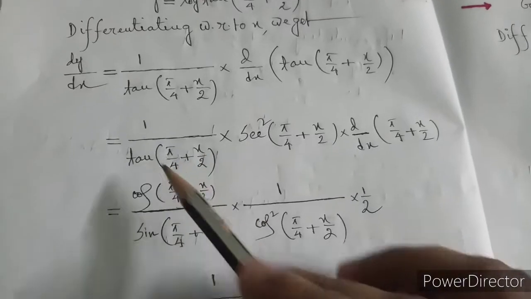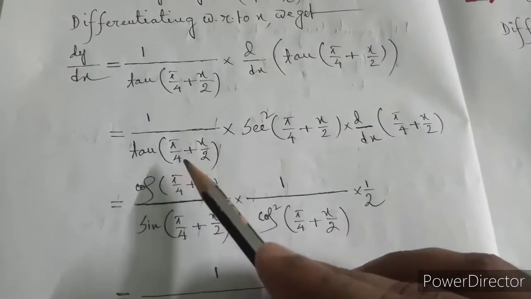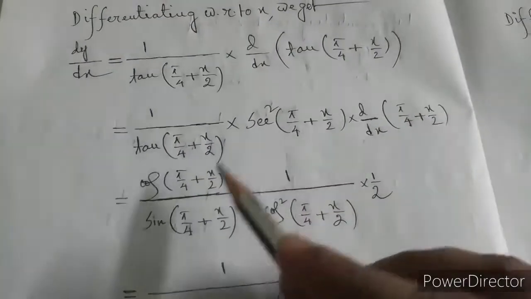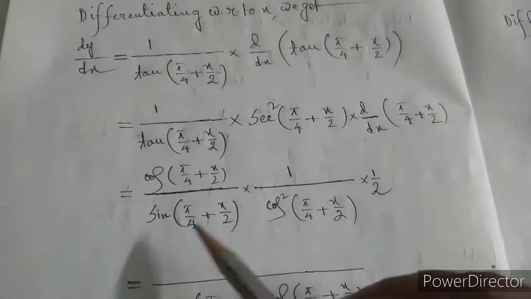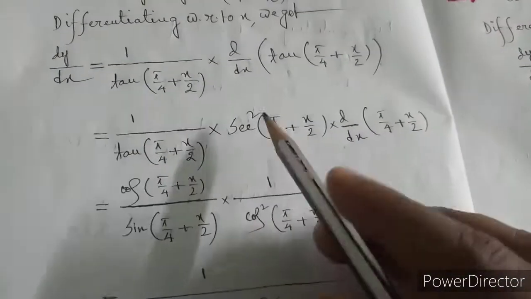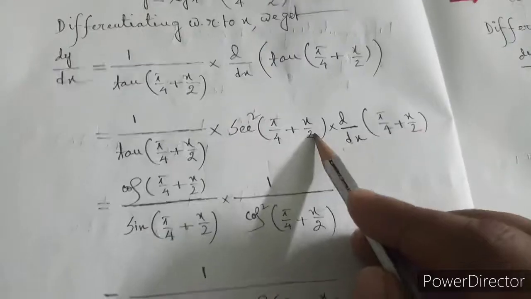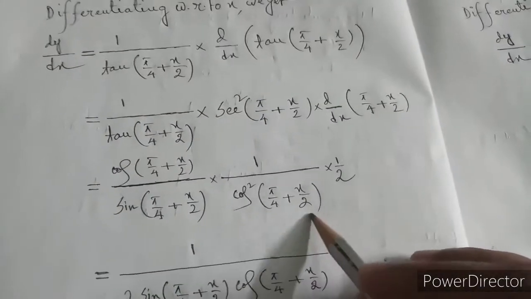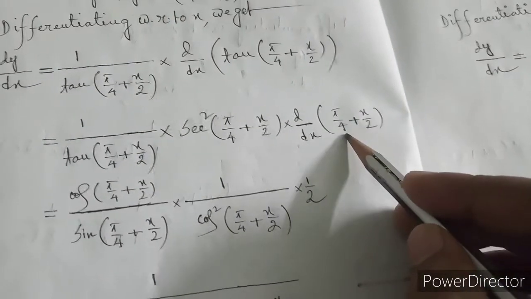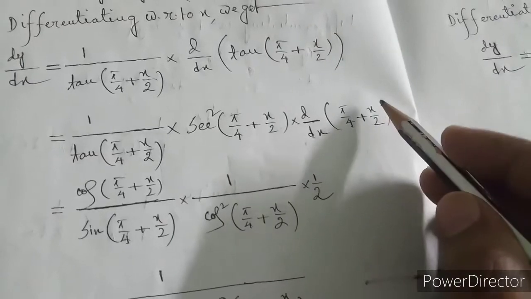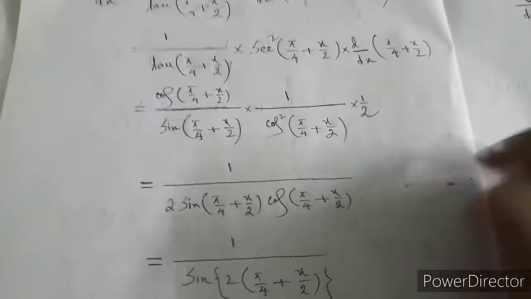Look at that, it should be 1 by tan(pi/4 + x/2), which means cos(pi/4 + x/2) by sin(pi/4 + x/2), into sec square(pi/4 + x/2), which means 1 by cos square(pi/4 + x/2), and the derivative of pi/4 is 0 and the derivative of x/2 is half. So it is your answer.